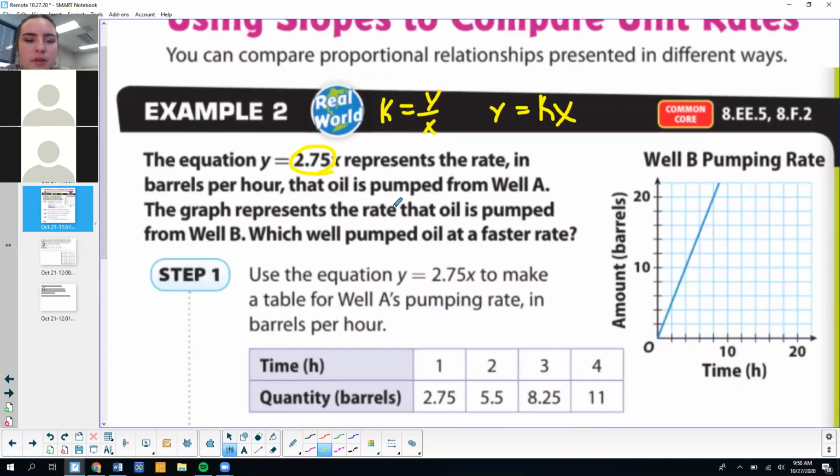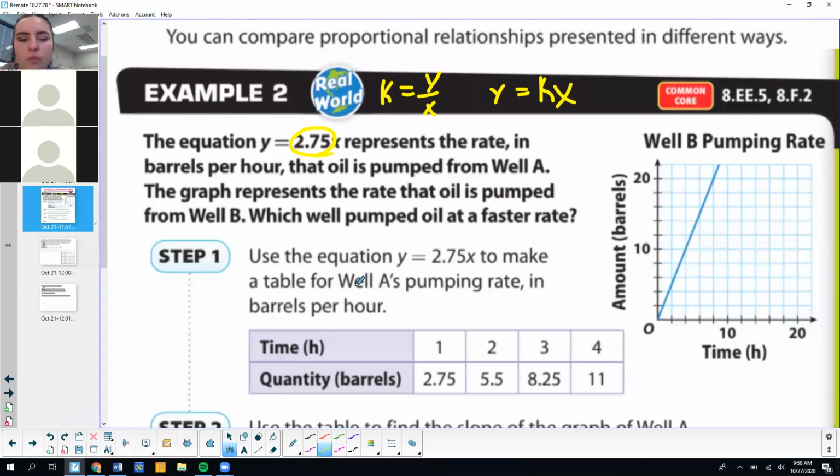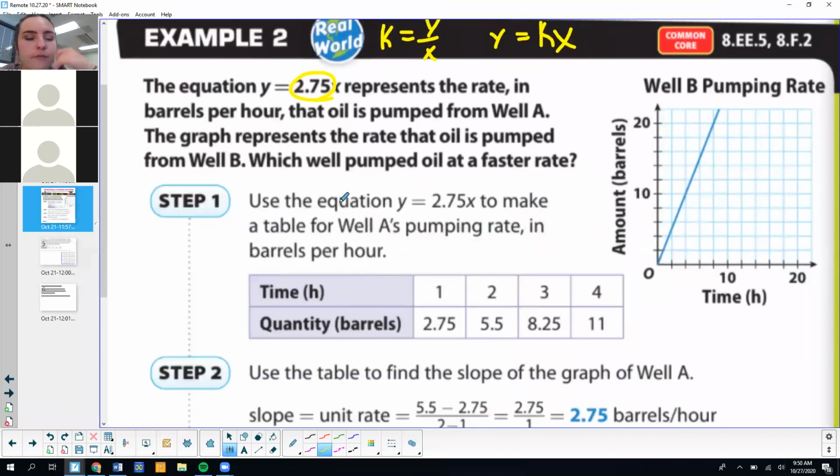The graph represents the rate that oil is pumped from well B. Which well pumped oil at a faster rate? We're going to follow these steps. This says use the equation y equals 2.75x to make a table for well A's pumping rate in barrels per hour. They already have the table for us.